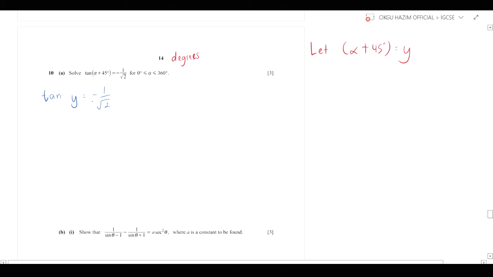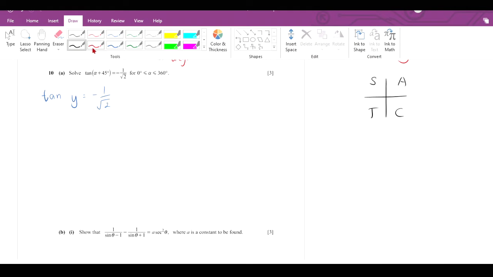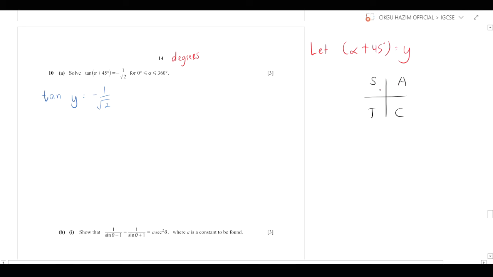We have here that tangent is negative. Remember the ASTC graph, always remember that. Whenever tangent is negative, that means it must be in quadrant 2 and quadrant 4. So for quadrant 2, the formula is 180 degrees minus reference angle, and for quadrant 4 it is 360 degrees minus reference angle. So we already identified it must be in quadrant 2 and quadrant 4.